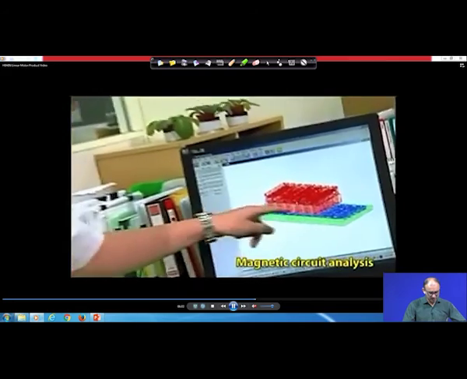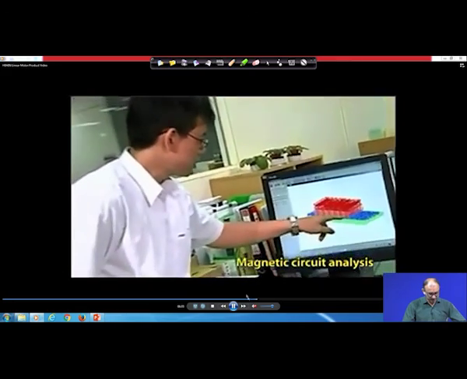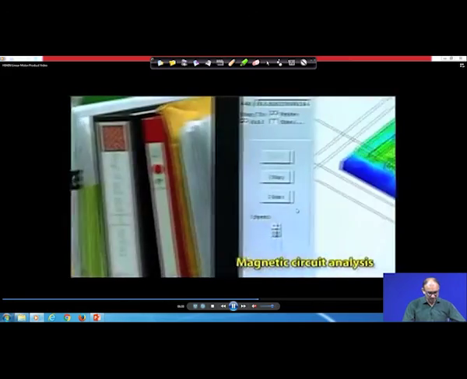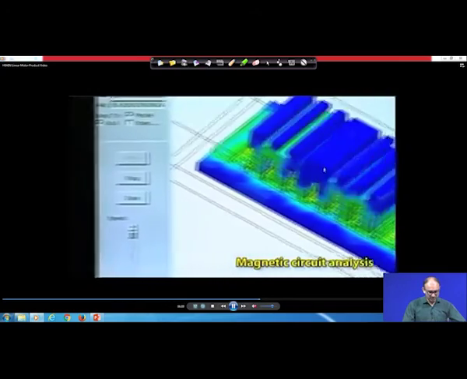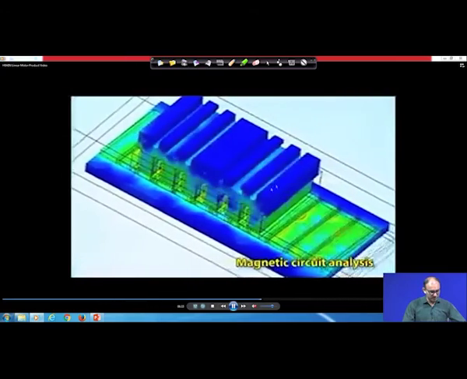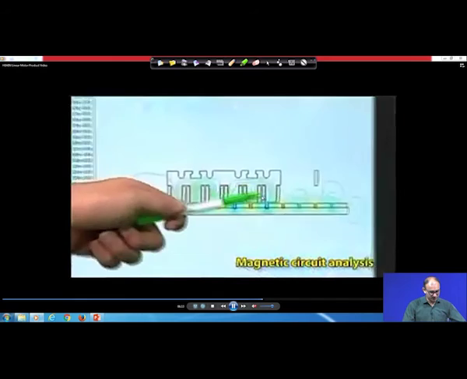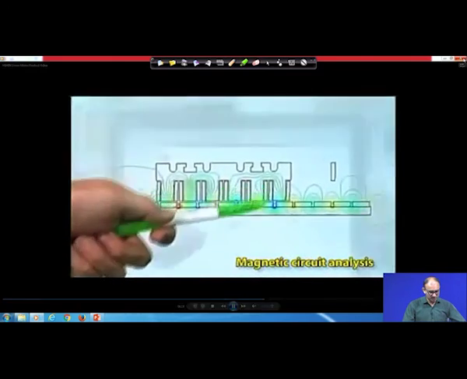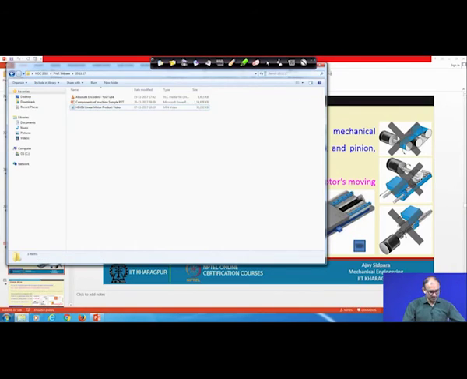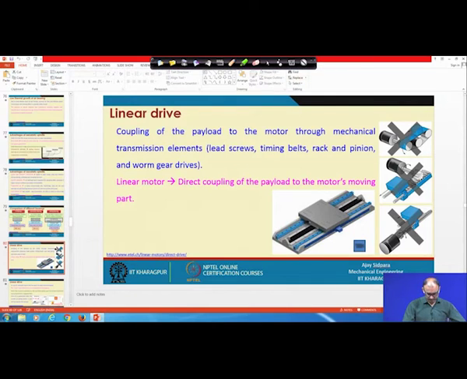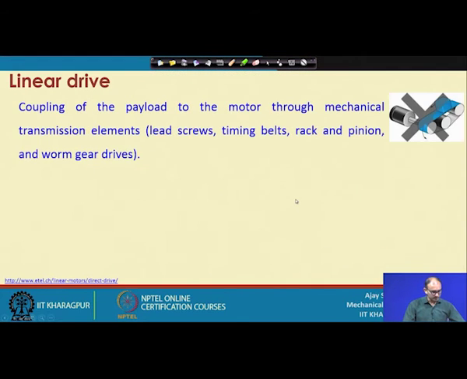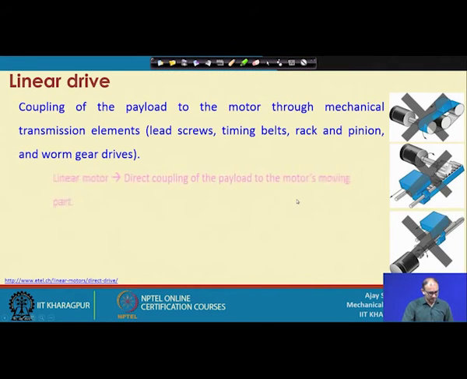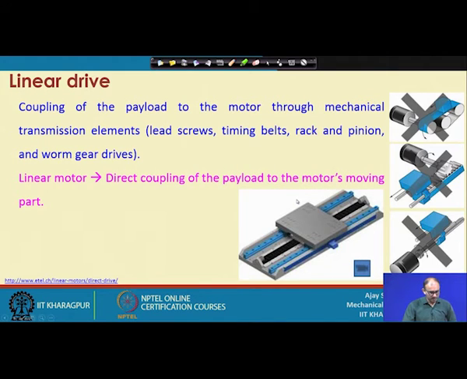So, this is all about the magnetic circuit. Let us not discuss this more right now, because these things are used for simulation and design analysis purposes only. So, this is all about the linear motor.